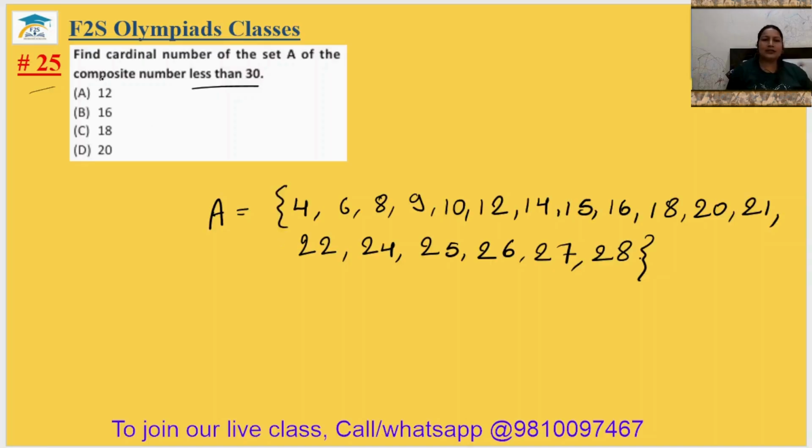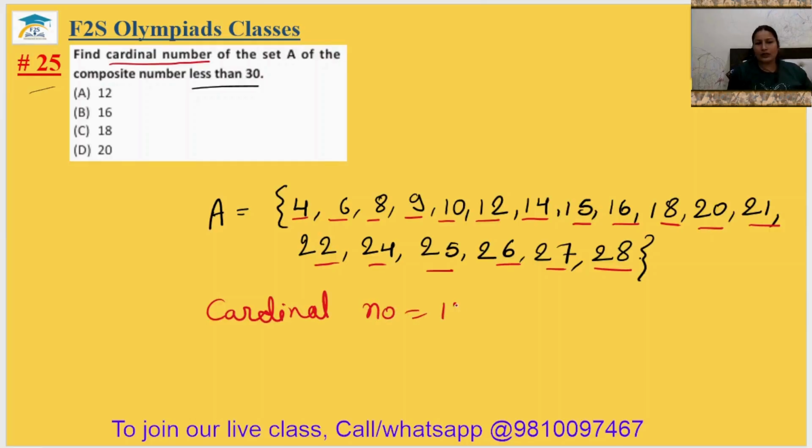So how many elements are there? We need to find the number of elements, as the cardinal number is the number of elements present in the set. So 1, 2, 3, 4, 5, 6, 7, 8, 9, 10, 11, 12, 13, 14, 15, 16, 17, 18. So the cardinal number will be 18. It is in option C. The 25th answer is option C.